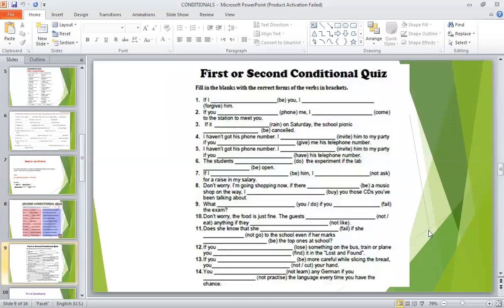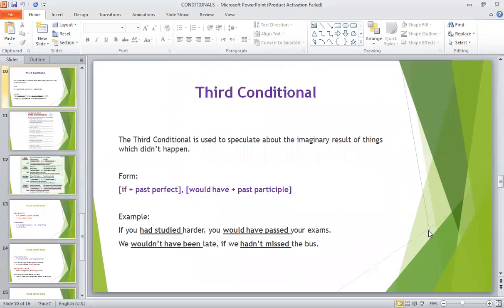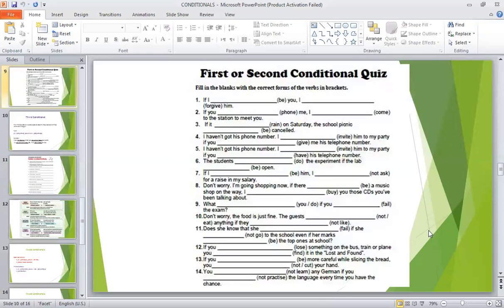First or second conditional quiz. This is nice, it clarifies the difference between first and second conditional. If the situation is possible or real, normal to happen or not to happen, it's first conditional. If the situation is unreal, or I just imagine or hope for something, or the fact now is something else, it's second conditional.